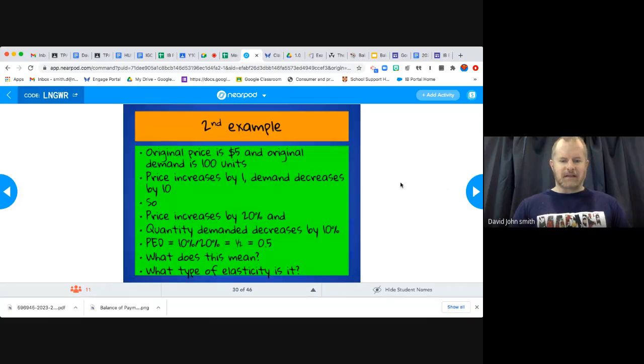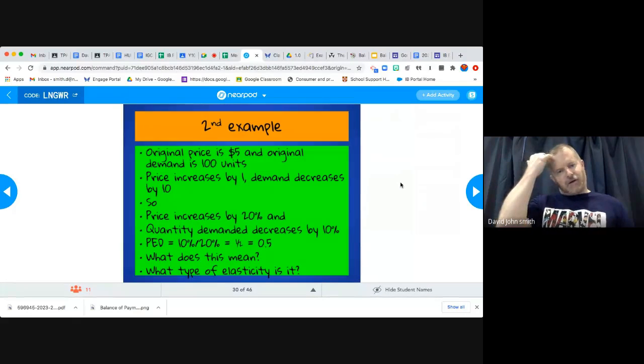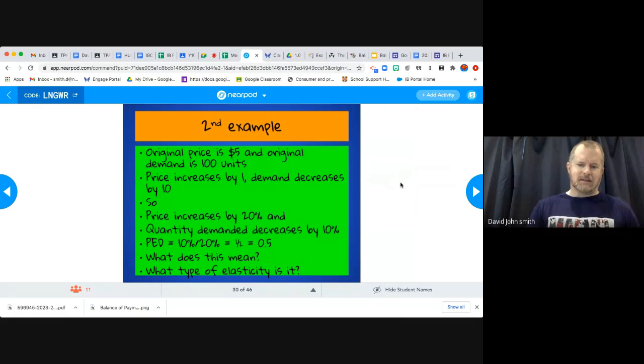So here's a second example. If the original price is $5 and the original quantity demanded is 100 units, the price increases by $1, so it now goes up to $6, and the quantity demanded decreases by 10 units. So now, instead of percentages, you might be given actual numbers, so you then have to work out the percentages. So in this case, the price has increased by 20%, because that's 1 in 5, 20%. And the quantity demanded has decreased by 10%, right? Because it's 100 down by 10. So 10 as a percentage of 100 is 10%.